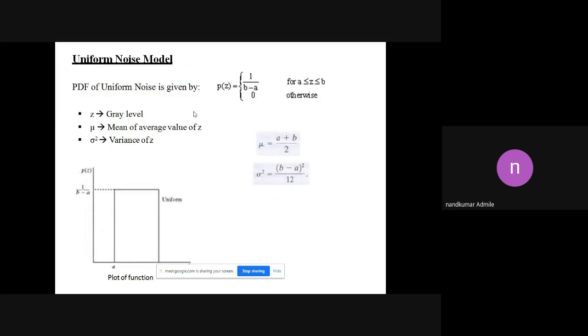Okay, so now let us move towards the next type of noise model. The next one is the uniform noise model. Okay, so can anyone tell why we call it uniform?